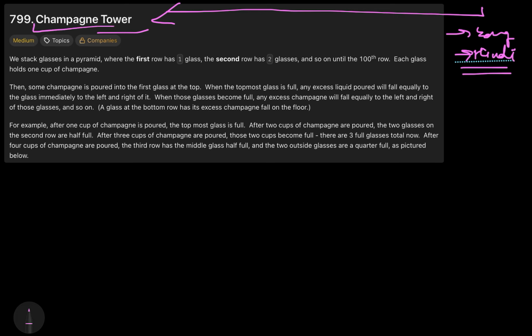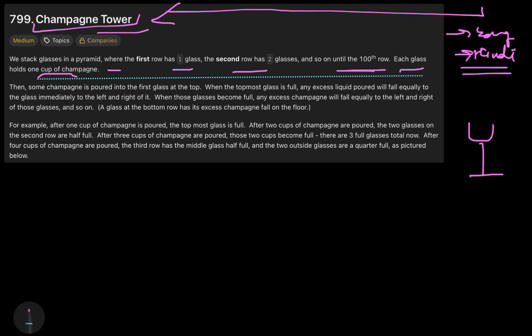Okay, let's continue. So this problem is champagne tower. What this problem says is that we stack glasses in a pyramid where the first row has one glass, the second row has two glasses, and so on until the 100th row. So how many rows are there? Maximum 100 rows. And each glass can hold one cup of champagne.